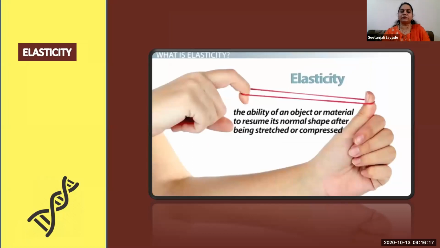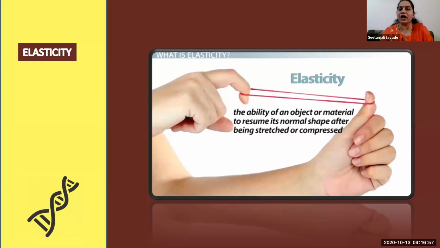Then the third property of a substance is elasticity. What is meant by elasticity? Elasticity is the ability of an object or a material to be elastic. It means it is made of rubber, showing elasticity. A few sponges are showing elasticity. Elasticity means the ability of an object or a material to resume its normal shape. When we stretch a rubber, after releasing that force or tension, it again gets its original shape. So that property is called elasticity.